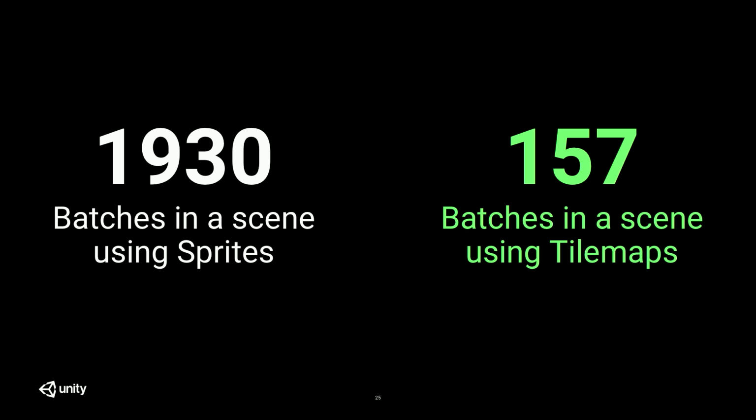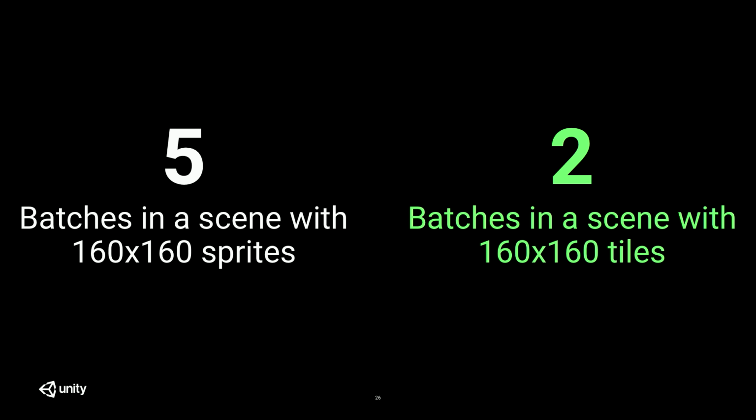But for those interested, I tested this on a very simple scene as well. So this was a scene where it was one sprite, which was laid out 160 by 160, just the same sprite, and that had 5 batches. And when I used that same sprite as a tile and laid it out as a 160 by 160 tilemap, it had 2 batches. So even on this small scale, there's a difference, and of course that scales up.